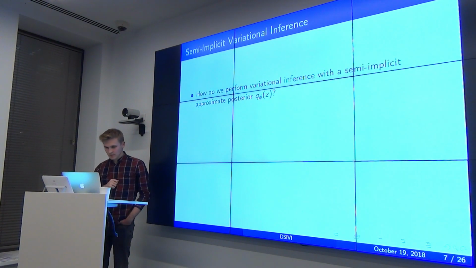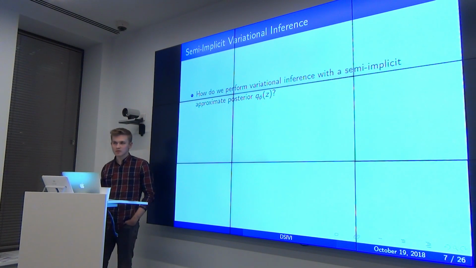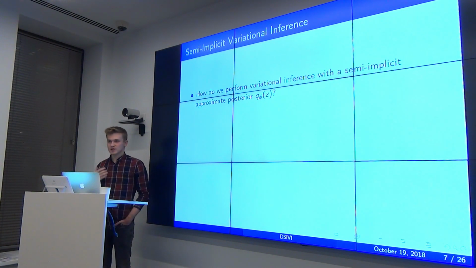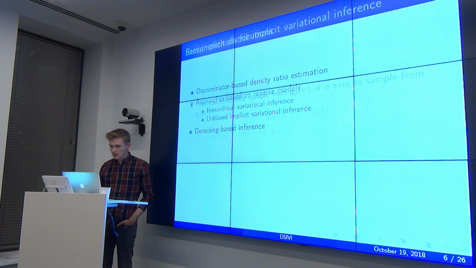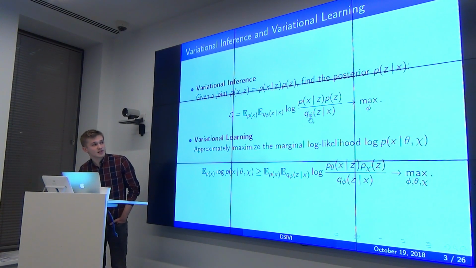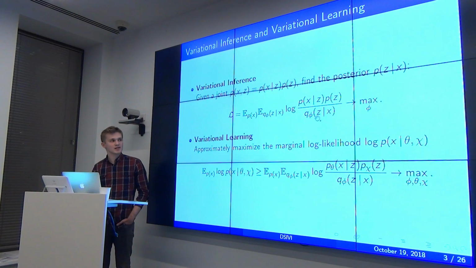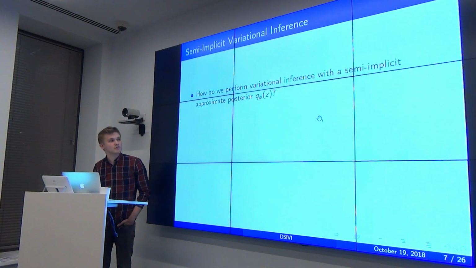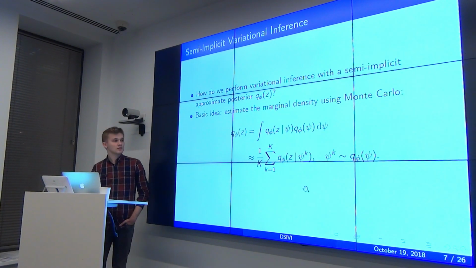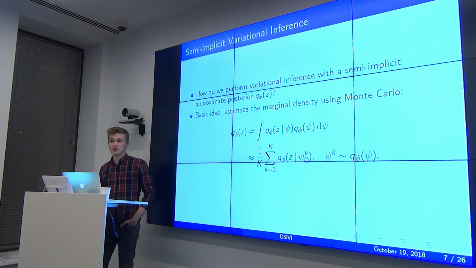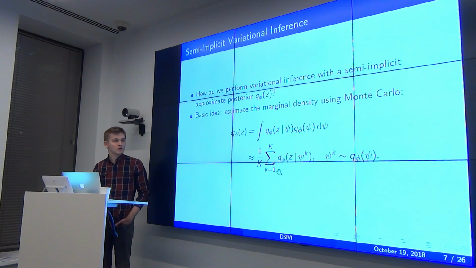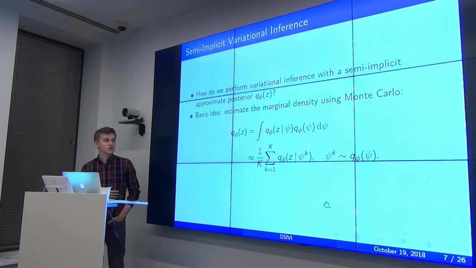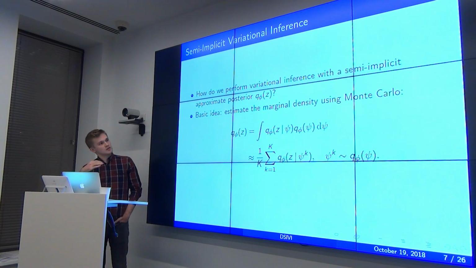Let's move on. What's semi-implicit variational inference? How can we perform any kind of variational inference with the semi-implicit approximate posterior? The main problem with implicit distributions is that we cannot compute this density here. If we cannot compute it exactly, we might try to approximate it. In semi-implicit variational inference, we approximate it with Monte Carlo sampling. We take k samples of the auxiliary variable psi and average over those samples. So we have the conditional density and we can approximate this integral using Monte Carlo.